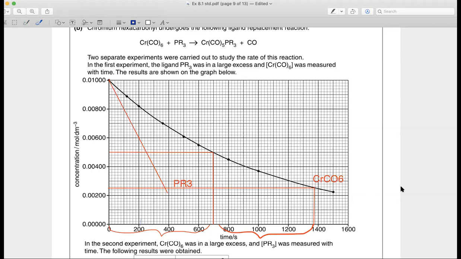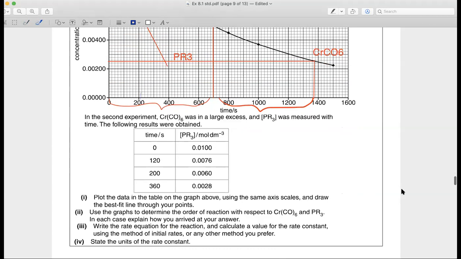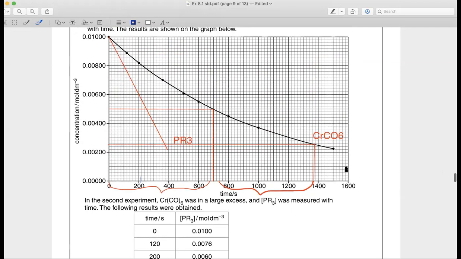Right. Did you manage to find your half-life? Yes. What did you get? 700. Sorry, 700? Yeah, 700 sounds about right. So it should be more or less constant. Sometimes you will notice that your half-life will be a little bit different, but if it doesn't change so much, then you would just say they are more or less constant. So in this case, you found your half-life to be 700. So that means the order with respect to chromium is first order.